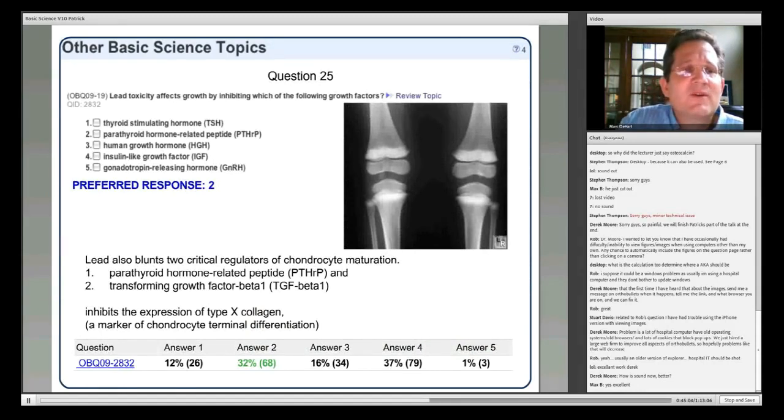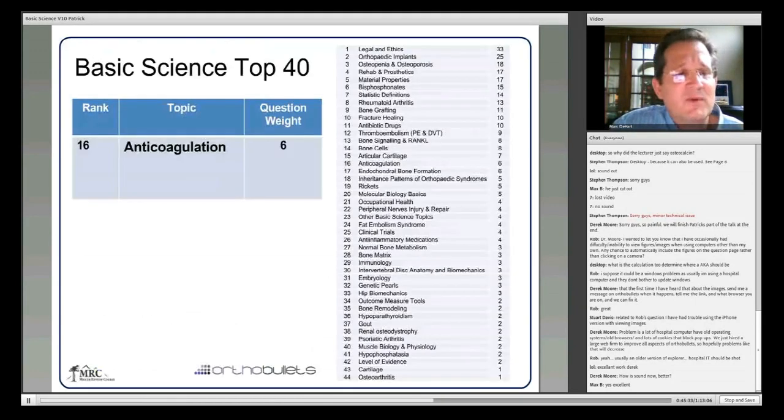So when we get back to the question, lead toxicity affects growth by inhibiting. Number 2 is the answer. A really difficult question, and I'm not sure I could have got this before I had to study this question. But lead blunts those 2 critical regulators of chondrocyte maturation, parathyroid hormone-related peptide, and transforming growth factor beta. And the choice they gave you was PTHRP. So number 2, and that's the one that's going to distinguish that upper 1.5%.